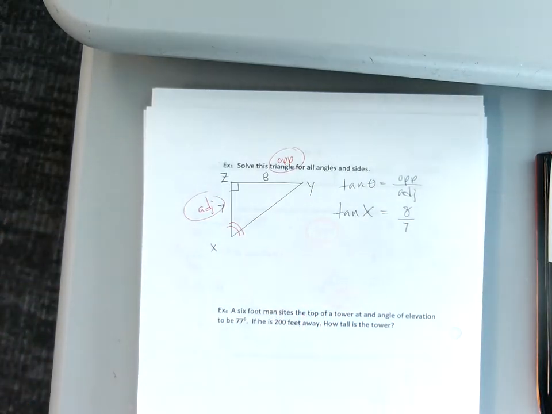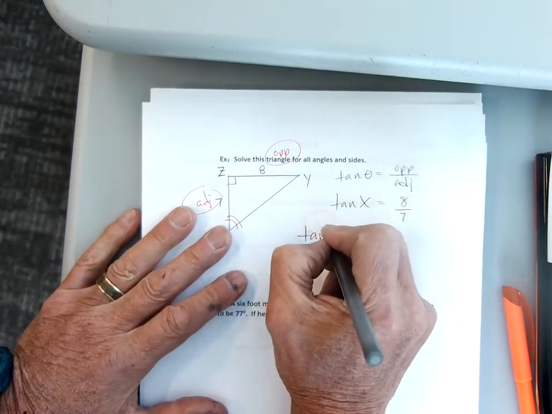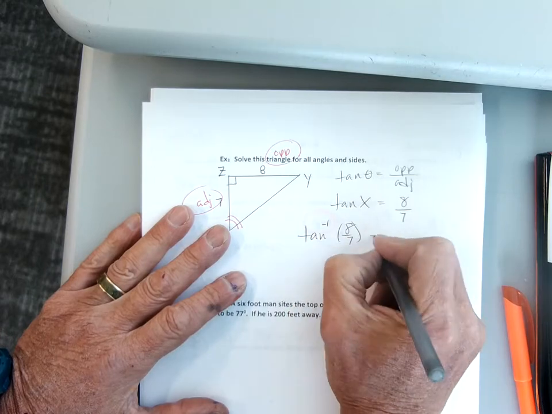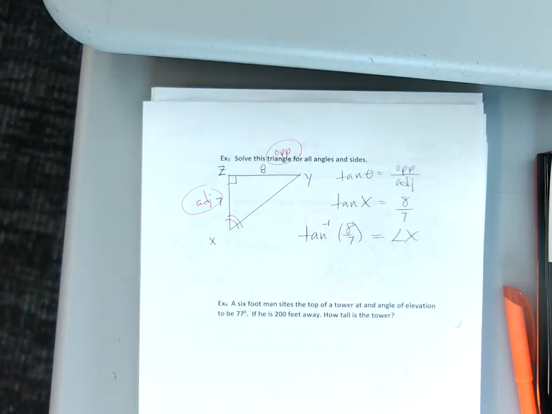Okay, now the biggie. Everybody watching? The biggie. Write this. Tan negative 1. I want you to write that. So I said to find the angle, you have to use this button, right? So to find the angle, you got to use this button. So tan inverse of 8 over 7 will give you the angle. So we're going to type that in my calculator, just like that.